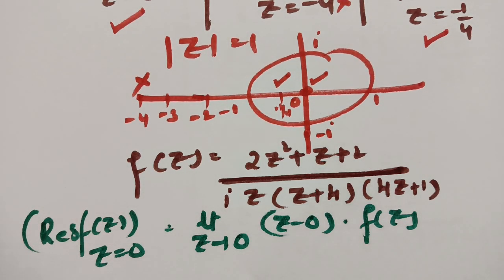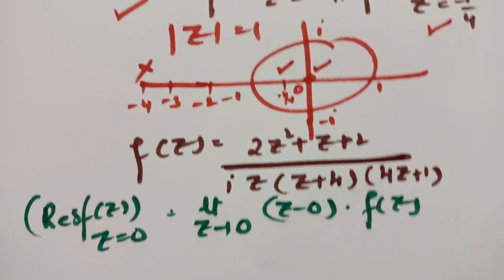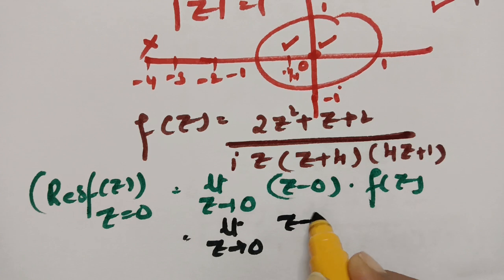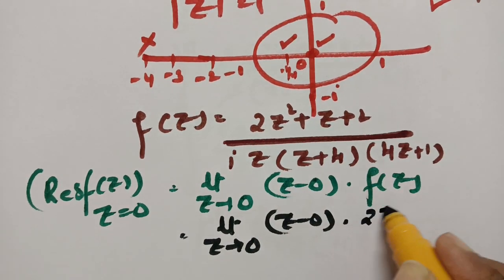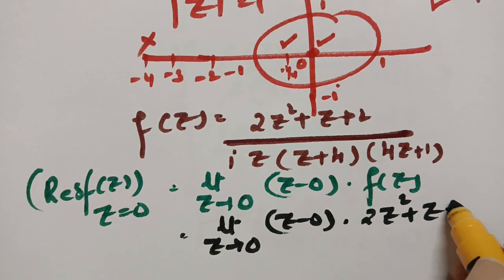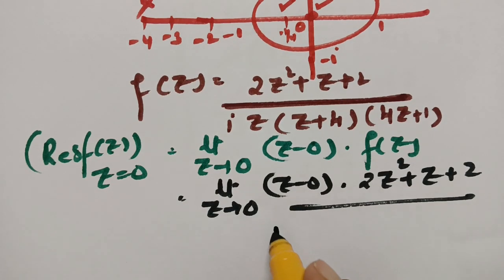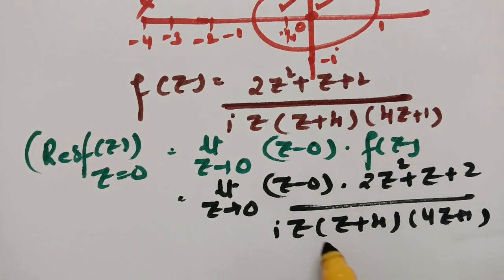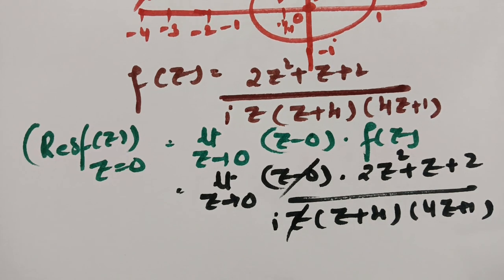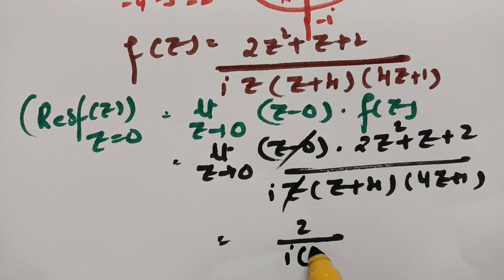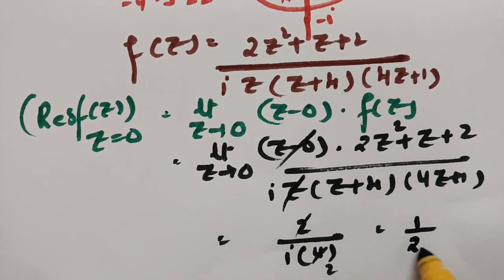Clear? So if I substitute the same thing here, this will be the limit as z tends to 0 of (z minus 0) into f(z). So f(z) is equal to 2z square plus z plus 2 by i times z into (z plus 4) into (4z plus 1). If I cancel z minus 0 and z and substitute z as 0, the numerator is 2, and i times 4 times 1 is in the denominator. So if I cancel, the value here is 1 by 2i.